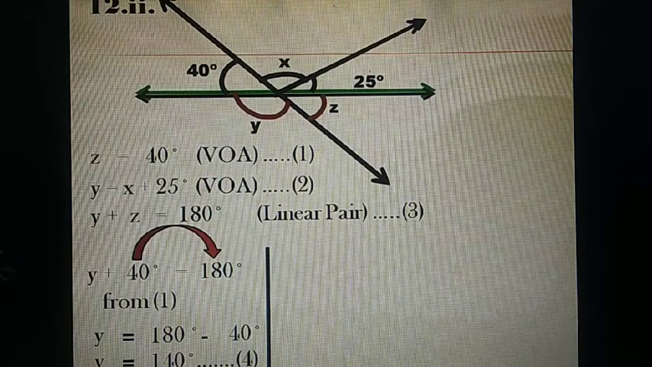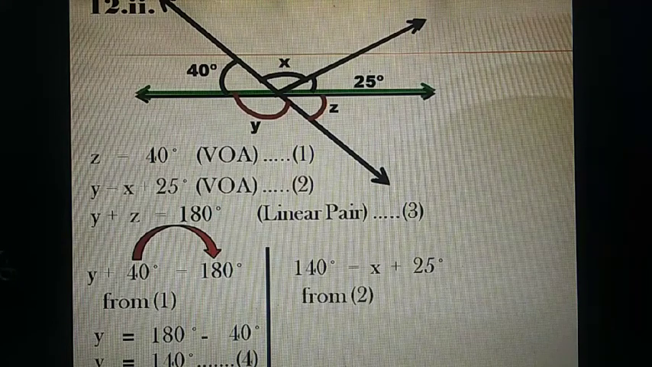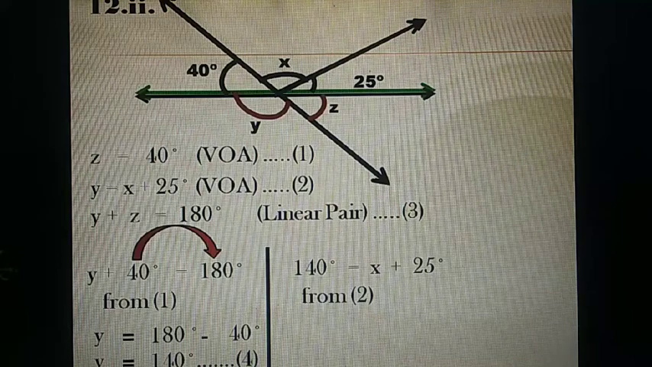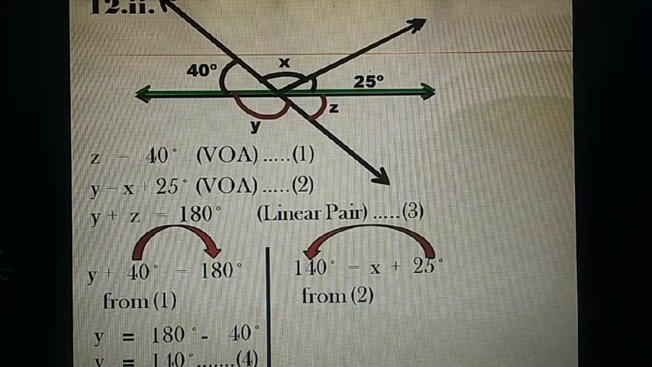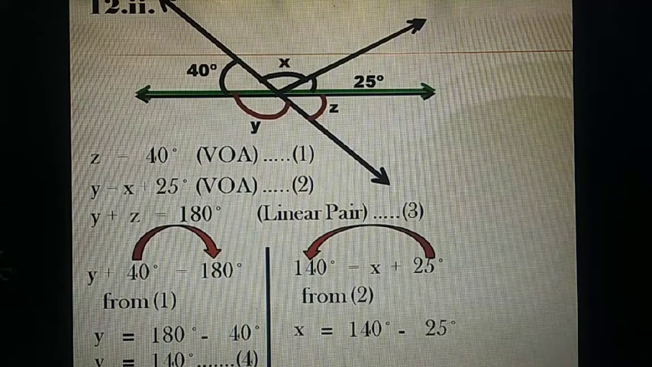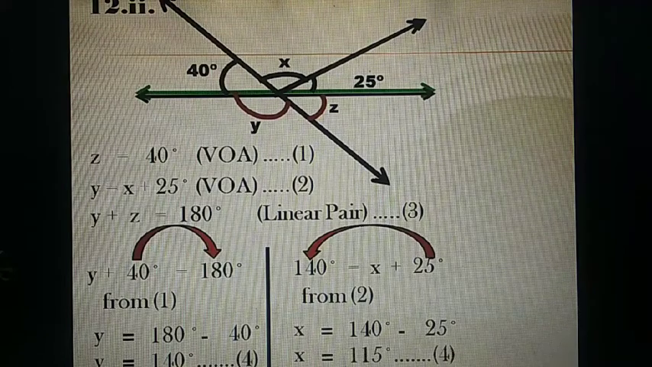What we will do is we will use this y to get the value of x from equation 2. Just putting the value of y on the left hand side. Now shifting 25 degrees. You will get x as 140 degrees minus 25 degrees. Solving the two, you will get the value of x as 115 degrees.